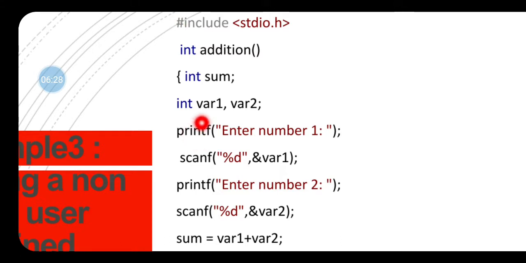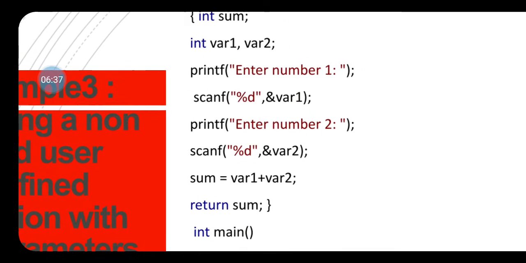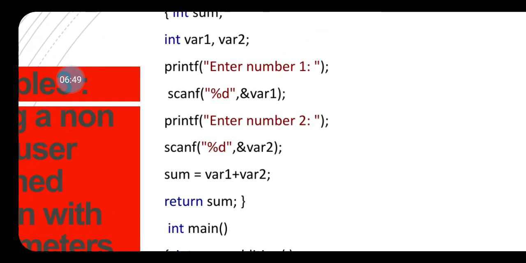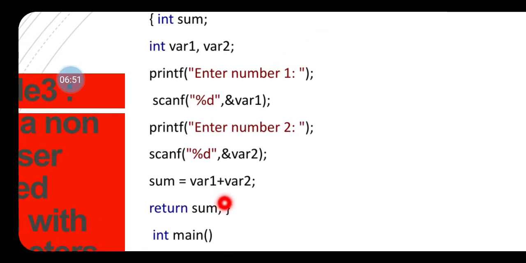So we are taking here integer sum, integer var1, var2. We are reading the values of the variables here only. So enter number 1, enter number 2, then it will perform the addition. Sum is equal to var1 plus var2, and then it will return sum. Now this statement is very important: return sum.